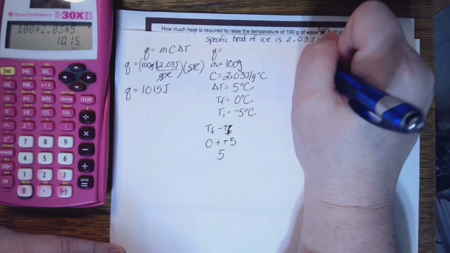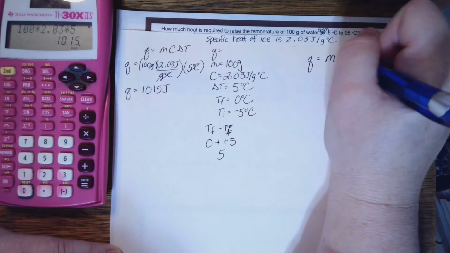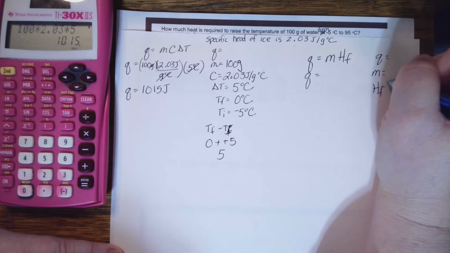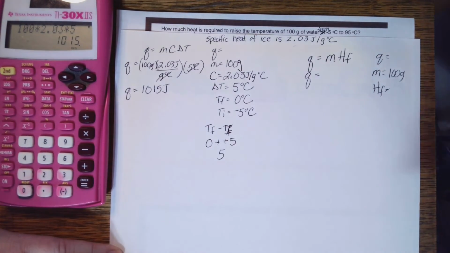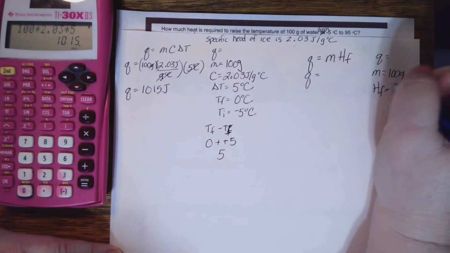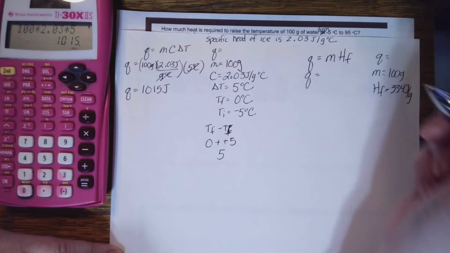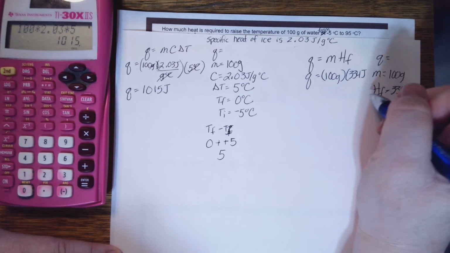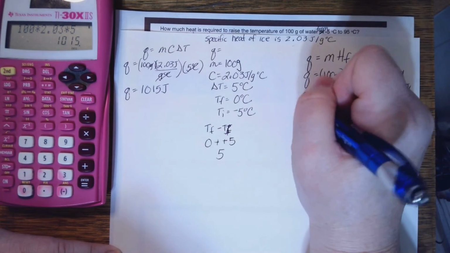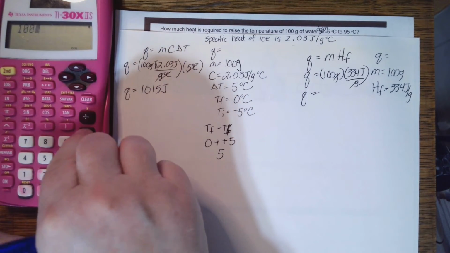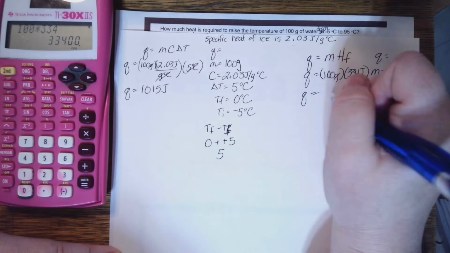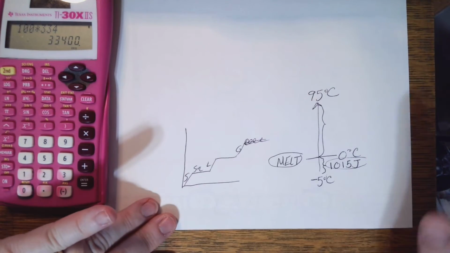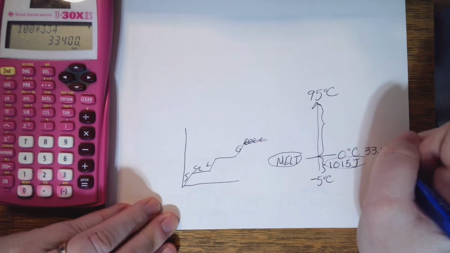Now I need to find the amount of heat it takes to melt this, MHF. So my Q, MHF. My mass is 100 grams. My heat of fusion, remember, 334 joules per gram. So I do 100 grams times 334 joules. Remember, the per means it's on the bottom. Cross those out. So Q equals, real simple, 100 times 334 equals 33,400 joules. So if I go back to my diagram, that's the heat it took to melt it.